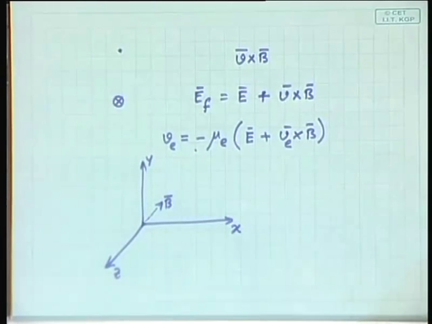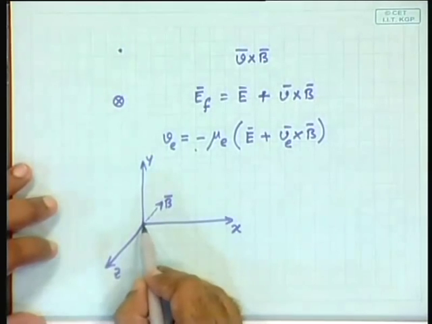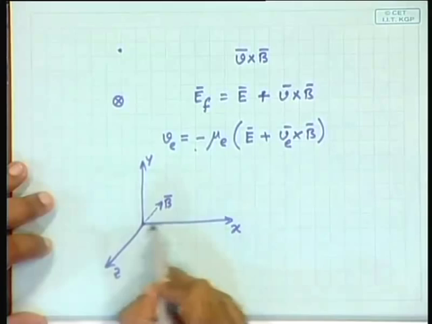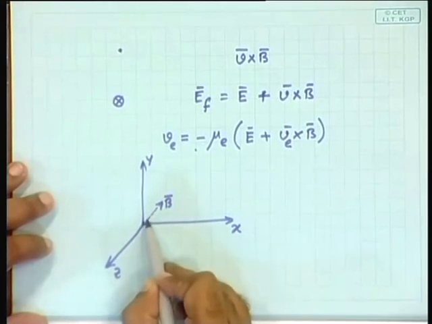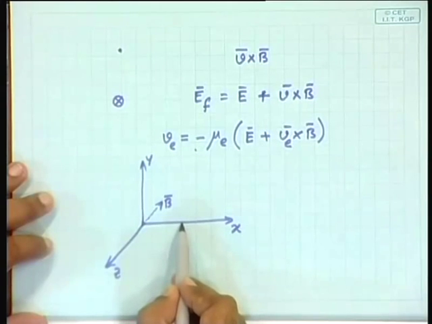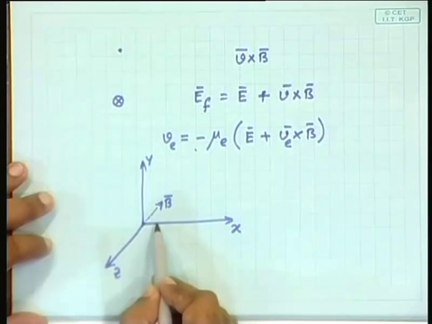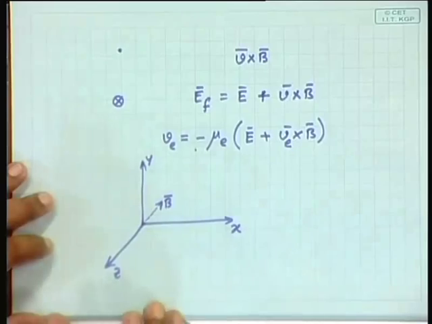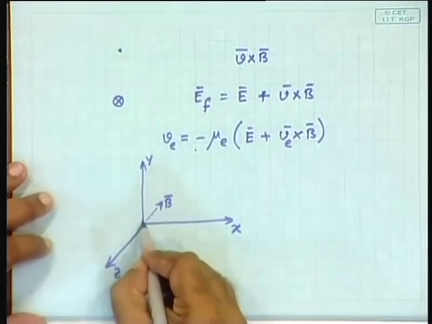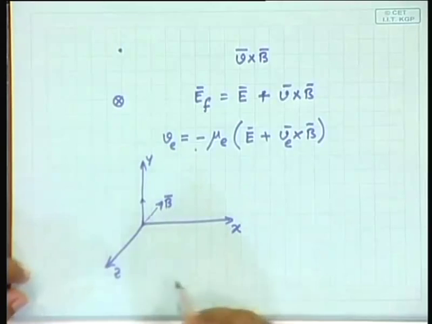So, there will be a component of the motion in the X direction, and that when coupled with B, V cross B, so there is a component in the x direction V x cross B will be in which direction? Up. So, the V x cross B will be in this direction.